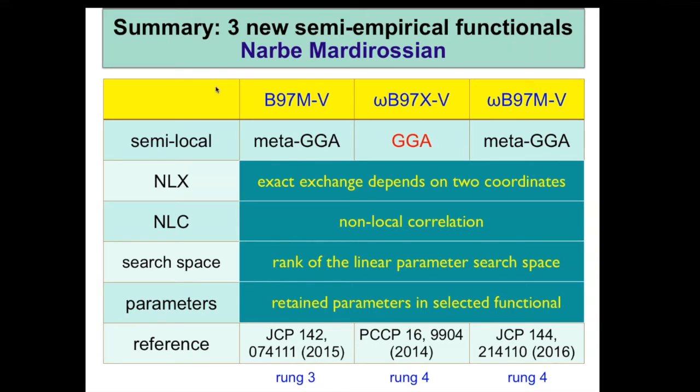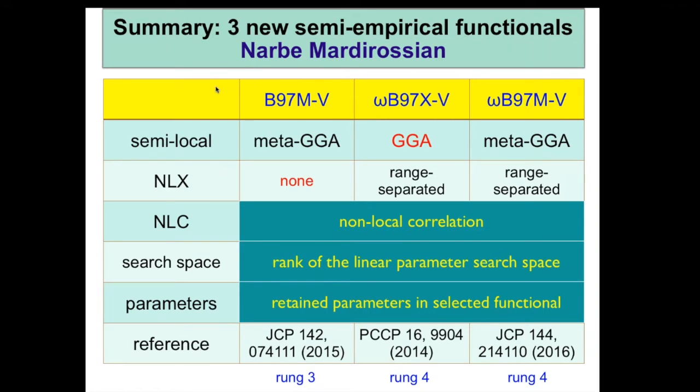The third row of this table is NLX, which is short for non-local exchange. And that's the exchange that depends on 2 electron coordinates and is able to compensate for some of the errors of semi-local exchange. And there is none of that in B97M-V. Well, why none? Well, that's just so it can be more computationally efficient. So B97M-V will be the fastest functional to run, but it will have some errors that are uncompensated for, unlike the 2 right-hand functionals.